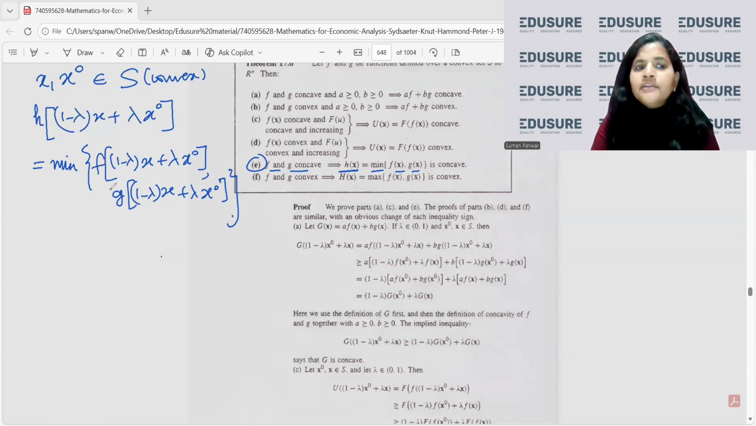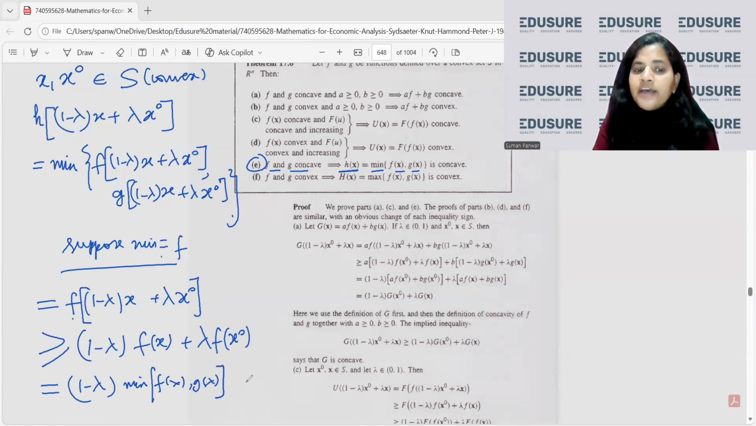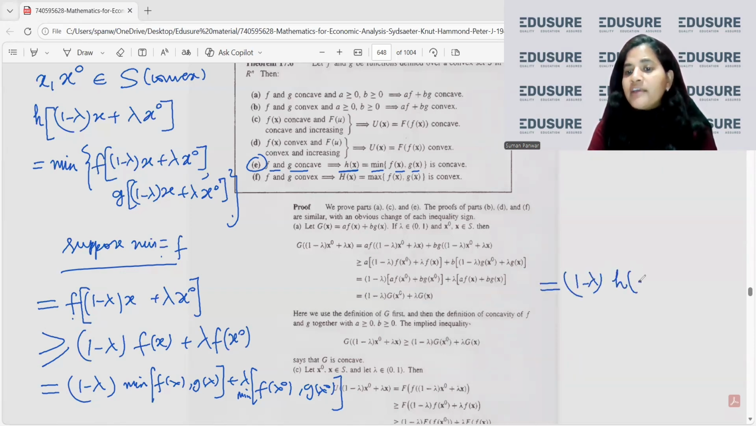All right. So the minimum of f and g will be either f or g. So suppose minimum is f, then this is going to be f of (1 minus lambda) x plus lambda x naught. Now small f is a concave function, so this is greater than or equal to (1 minus lambda) f of x plus lambda f of x naught, which is equal to (1 minus lambda) minimum of f(x) and g(x), because here minimum is f, plus lambda times minimum of f at x naught and g at x naught, which is equal to (1 minus lambda) h of x plus lambda h of x naught, and therefore we have proved that h is a concave function.